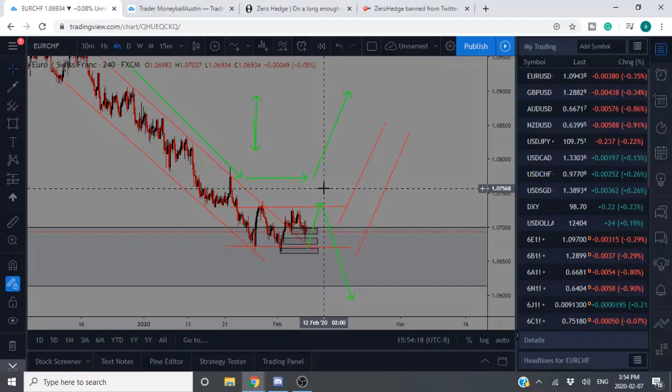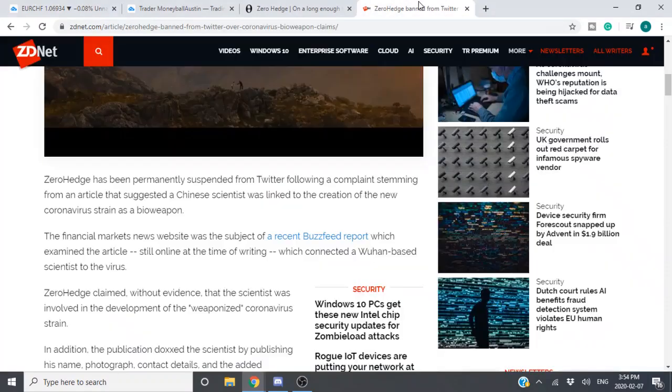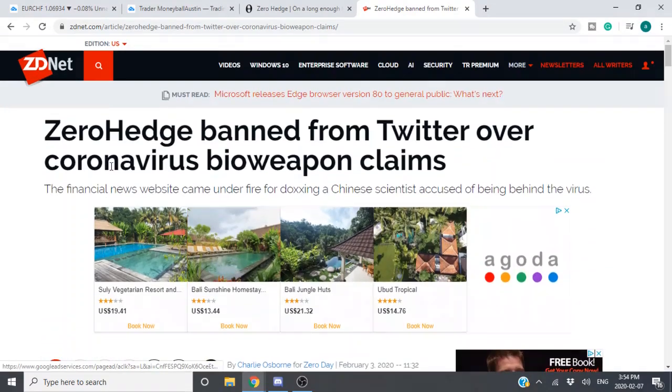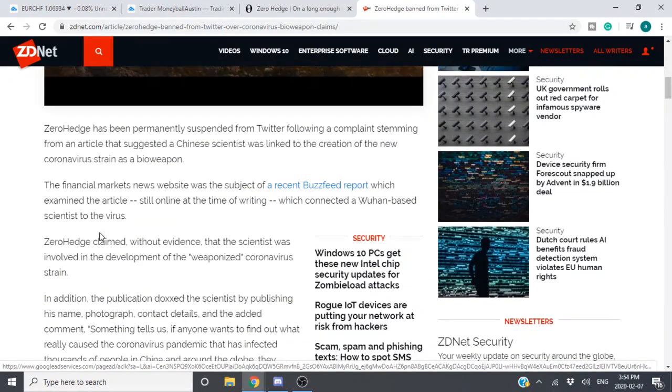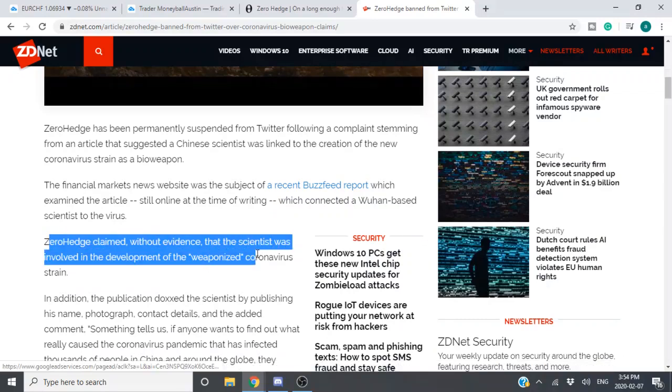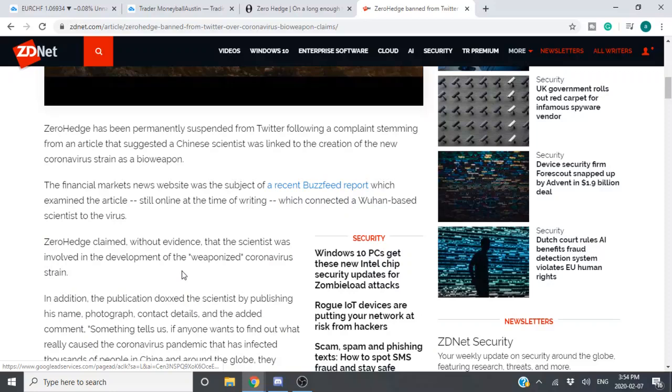They do that stuff. Something I found interesting actually is Zero Hedge just recently got banned from Twitter. Mind blown about how they decide who gets banned and who doesn't. I think Zero Hedge was posting an article on the coronavirus bioweapon claims, right? They said Zero Hedge claimed, without evidence, that the scientist was involved in the development of a weaponized coronavirus.